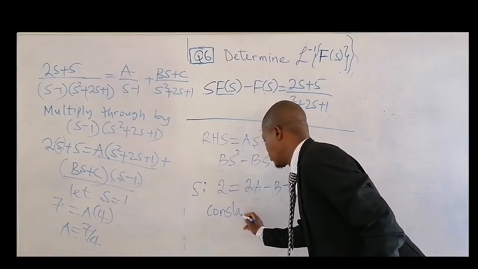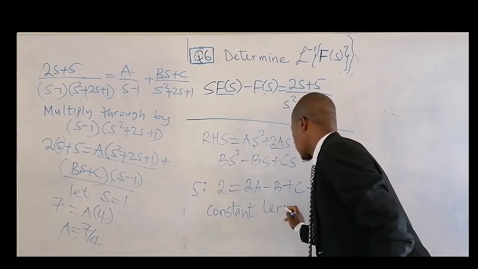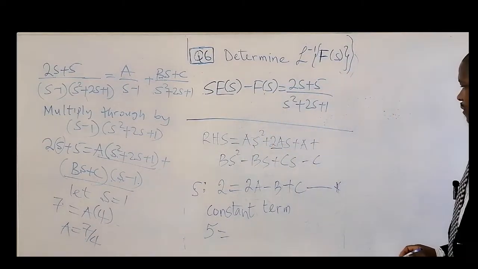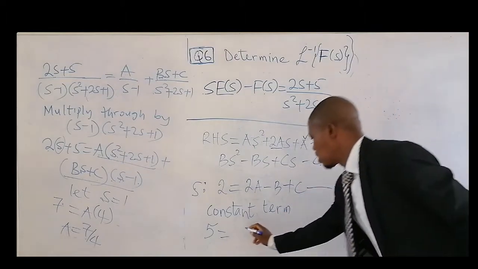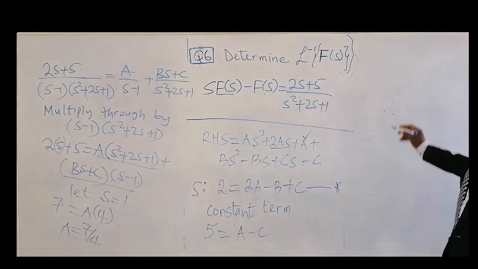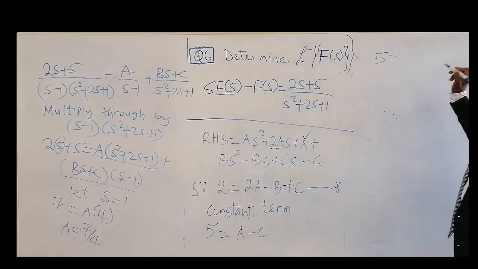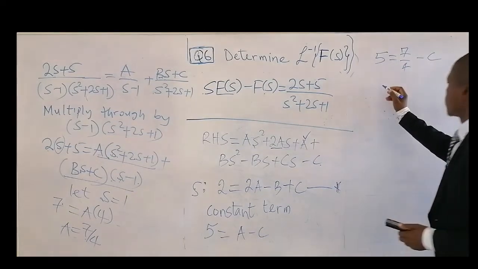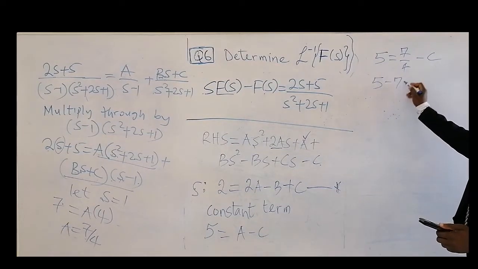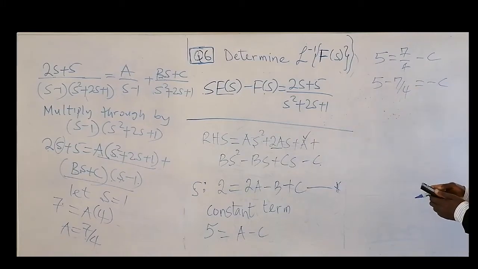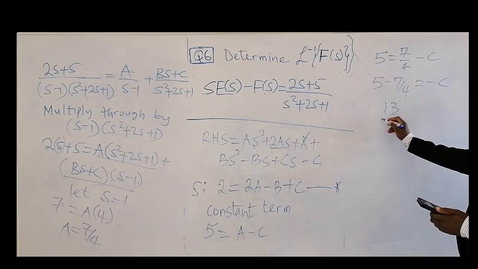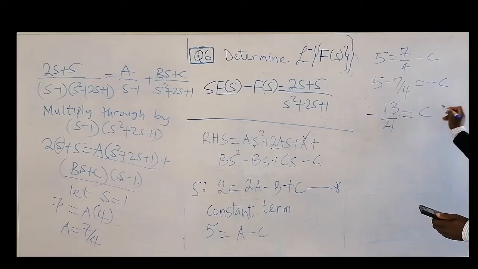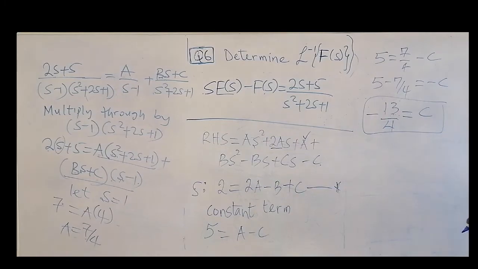Equate the constants. On the left, we have 5. On the right hand side, we have A minus C. So 5 equals A minus C, and our A is 7 over 4 minus C. That will be 5 minus 7 over 4 equal to minus C. So that's 13 over 4, minus this, equal to C. So that's our C.